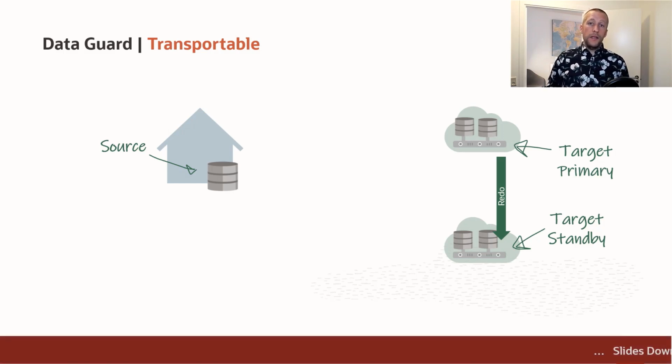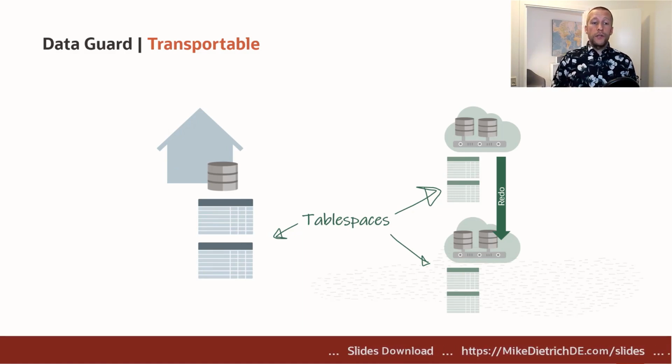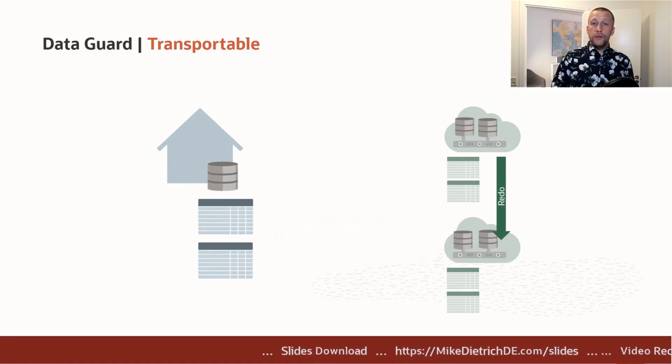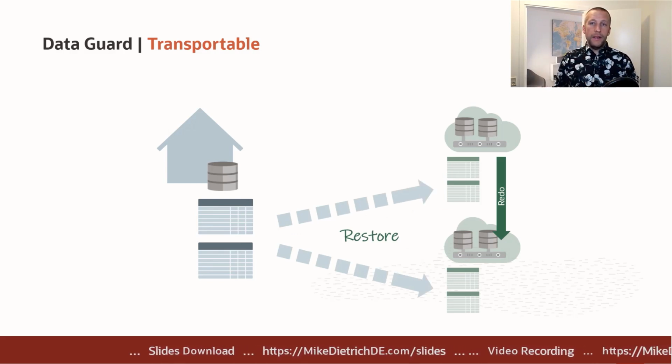And the concept is that you build your target PDB, you configure the Data Guard already, and then you need to restore the tablespaces from the source system to both the primary database and the standby database.